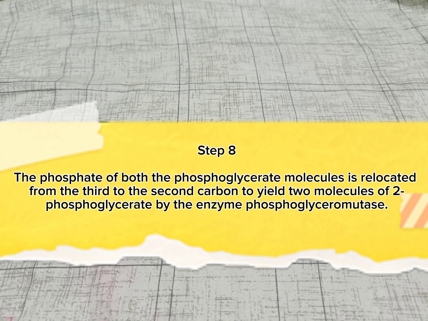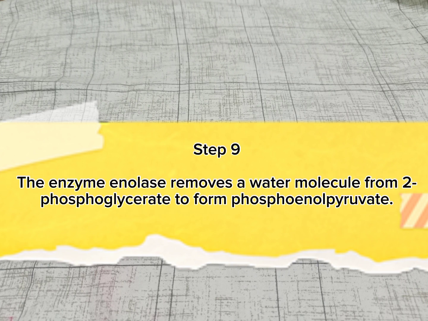Step 8. The phosphate of both the phosphoglycerate molecules is relocated from the third to the second carbon to yield two molecules of 2-phosphoglycerate by the enzyme phosphoglycerate mutase.